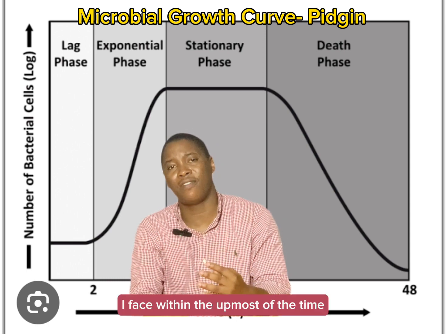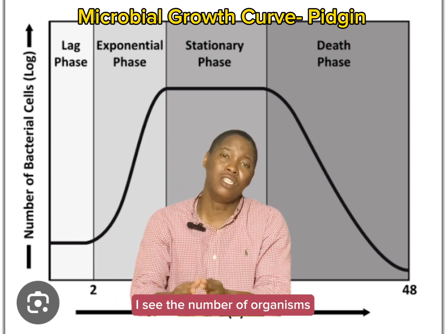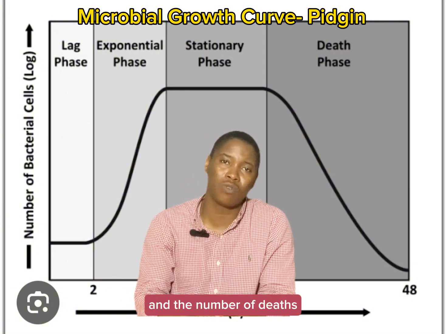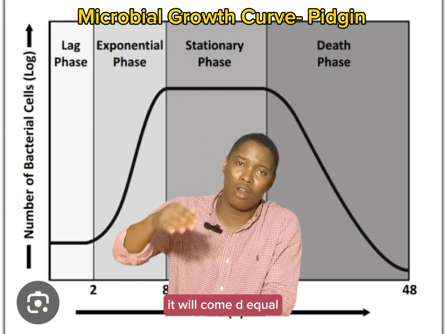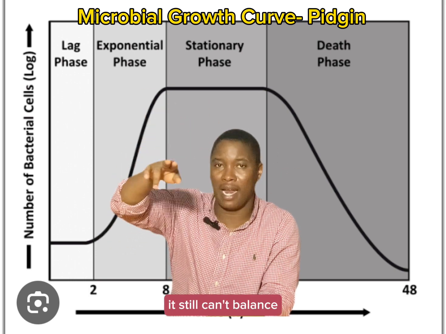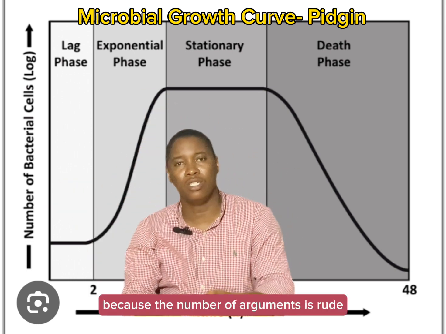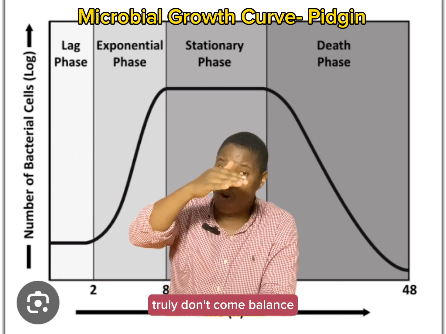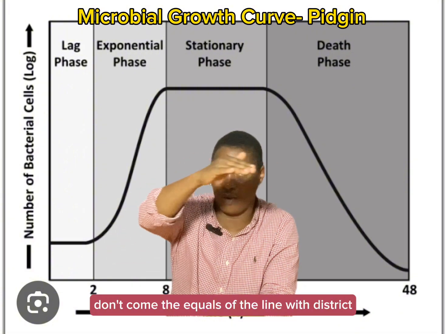So in the stationary phase, what happens most of the time is that the number of organisms that come through and divide, and the number of deaths among the organisms, become equal. So instead of the curve going up, things balance out and it becomes like a straight line, because the number of organisms that divide and the ones that die are now equal. So the line will be straight.